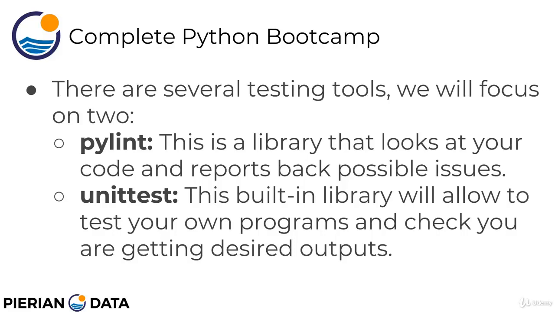There are several testing tools, and we're going to focus on two. There's other ones mentioned in the notebook that goes along with this lecture, but we're going to focus on Pylint, and this is a library that in general looks at your code and reports back possible issues. Maybe you have styling issues, or maybe you have some invalid code, and it will report back issues with your code. Then we have the unittest library. This is a built-in library in Python that's going to allow you to test your own programs and then check if you're getting the desired outputs.